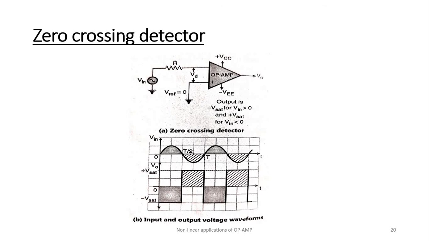Now, zero crossing detector. The zero crossing detector is shown in the figure. As you can see, a zero crossing detector is nothing but a basic comparator circuit with a zero reference voltage applied to the non-inverting terminal. That means the reference voltage value is 0 volt.